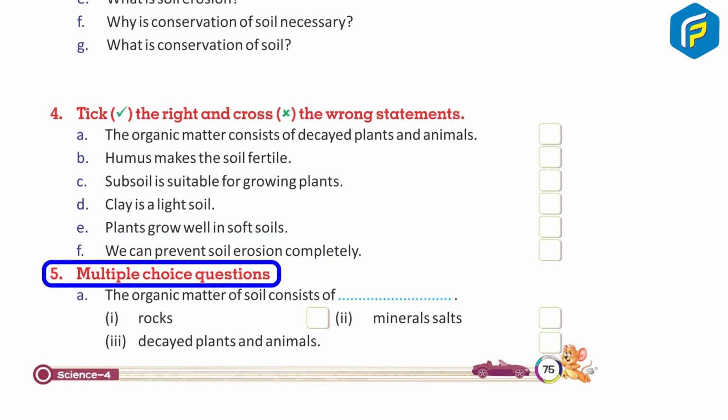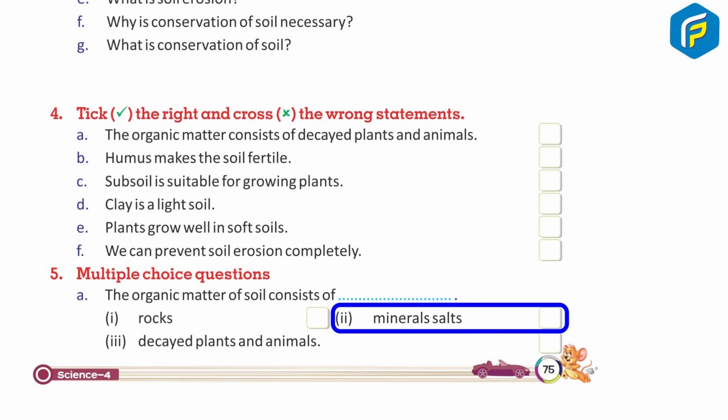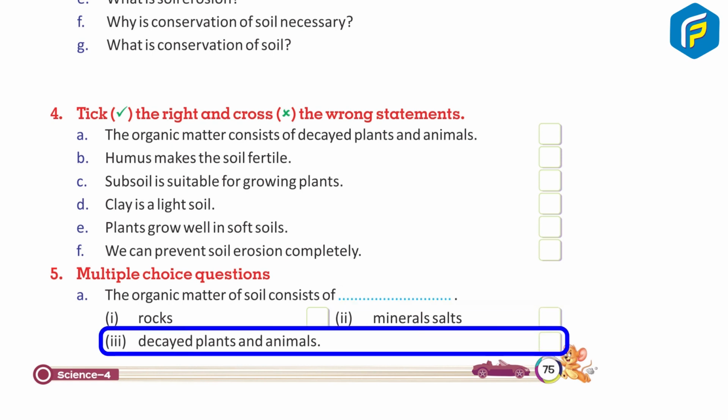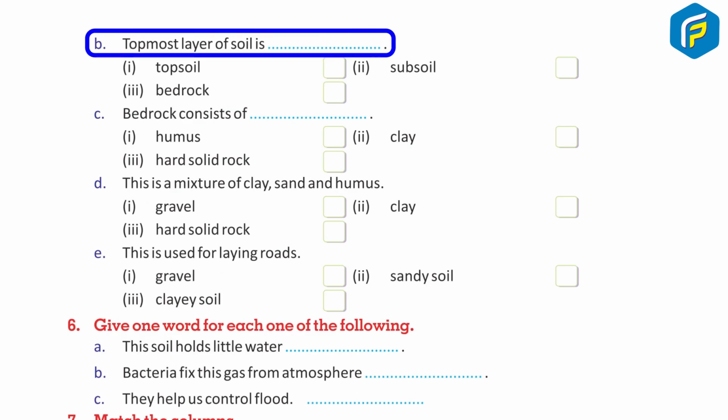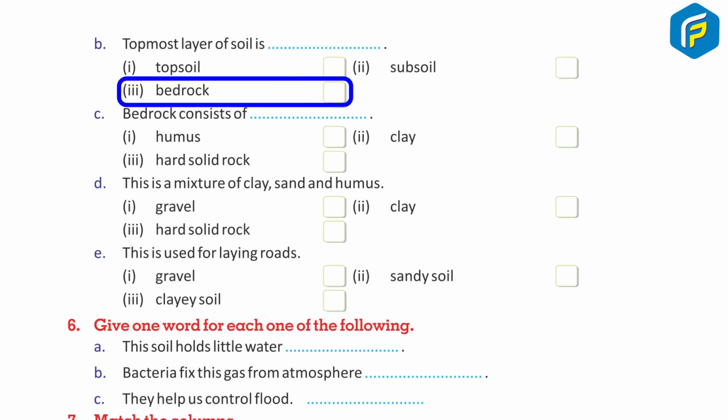5. Multiple choice questions. A. The organic matter of soil consists of dash: 1. Rocks, 2. Mineral salts, 3. Decayed plants and animals. B. Topmost layer of soil is dash: 1. Topsoil, 2. Subsoil, 3. Bedrock.